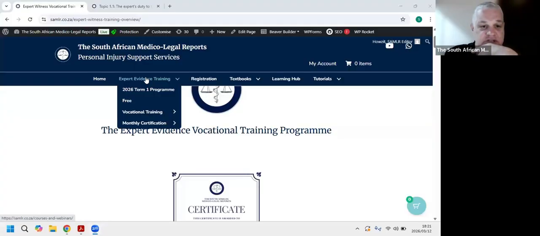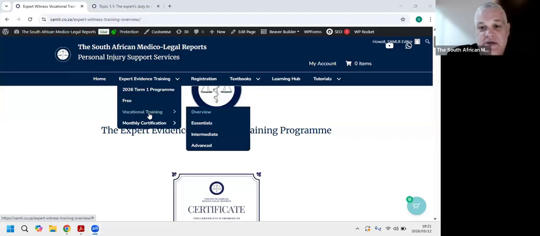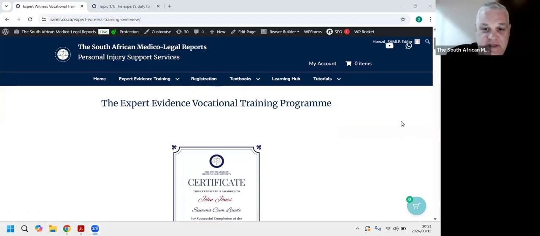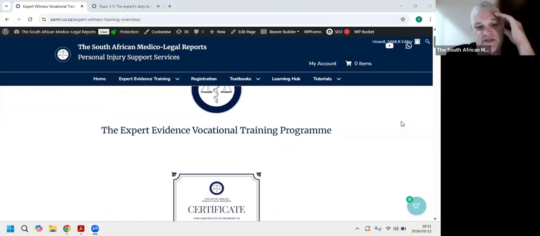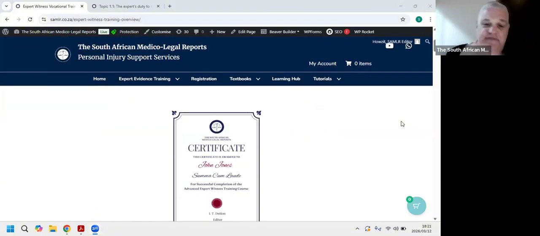I'm going to now take you to the overview page, just so that you know where this is. If you go to vocational training, it's the highlighted blue overview. So you can go back to that page if you want to look at it at your leisure, because I'm not going to go through every single thing in detail, because it would simply take too long. But there are a couple of points that I want to make in connection with the page. Let's just start off with the certificate.